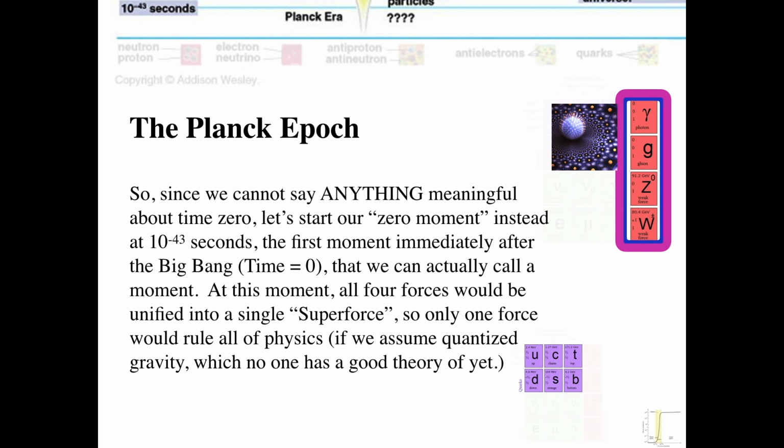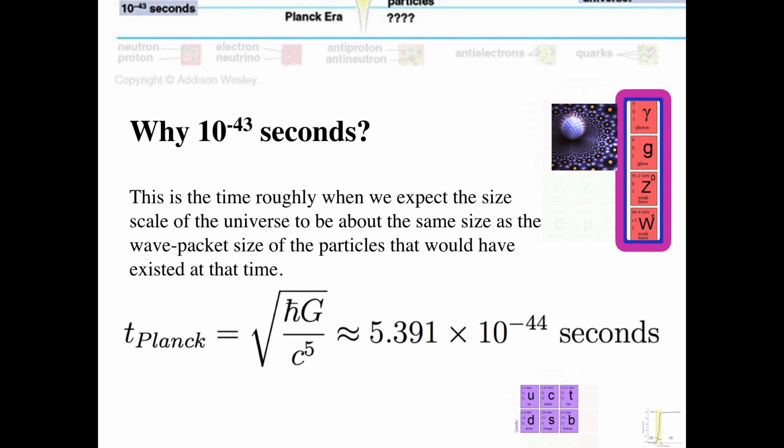So why would we have this concept of 10 to the minus 43rd seconds? Because that's the time when we expect the size of the universe to be about the size of a wave packet of the particles that would have existed at that time. That's a wild thought.